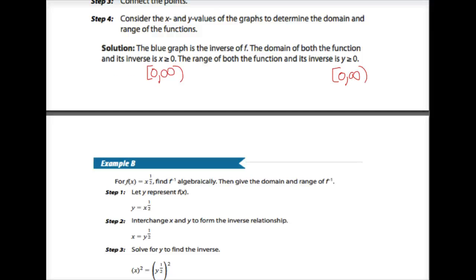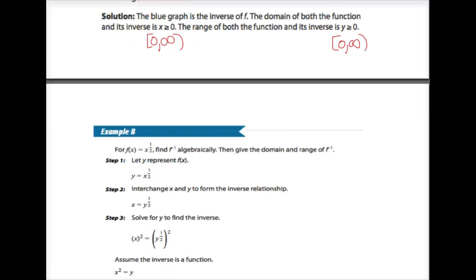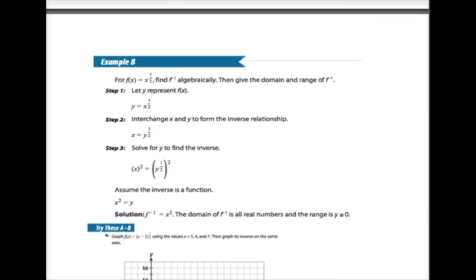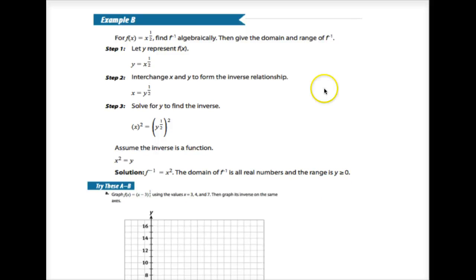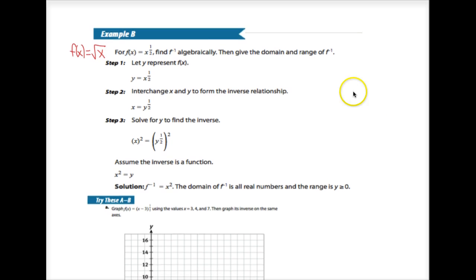then plotting the points. Now in example B, it reminds us the steps to algebraically find an inverse, meaning we actually have to do some work and some steps. So it says for f of x equals x to the 1/2, so again that's the same thing as f of x equals square root of x. We want to find f inverse algebraically, then give the domain and range of f inverse.